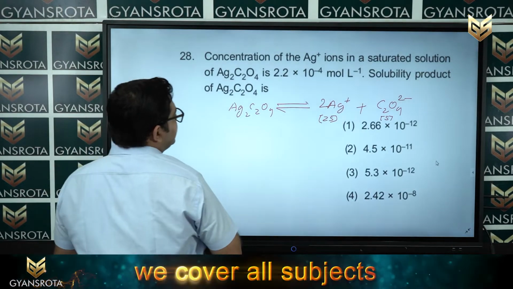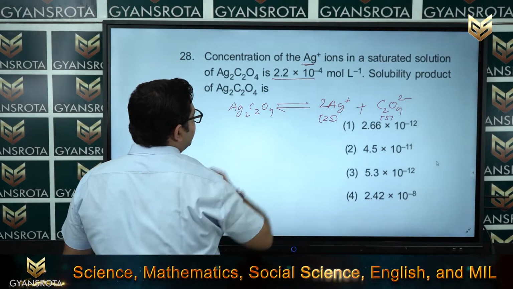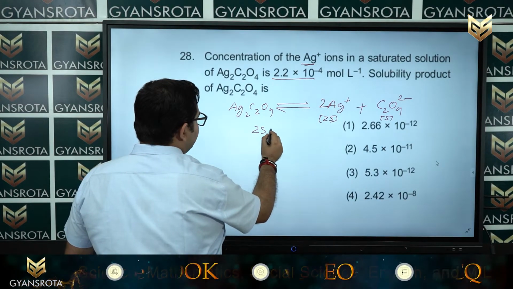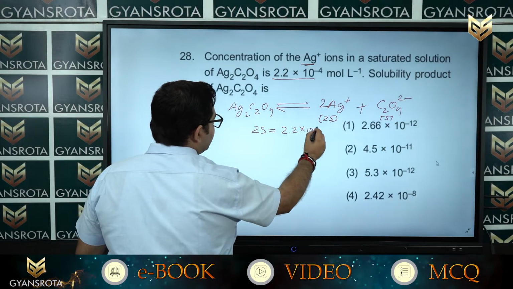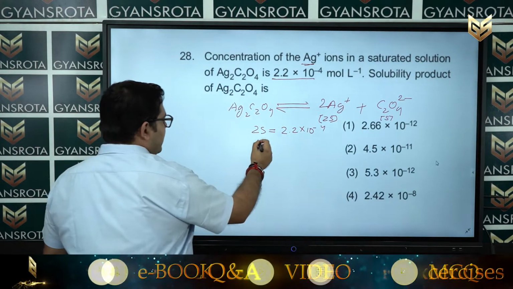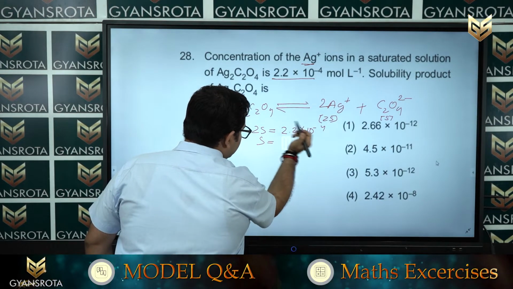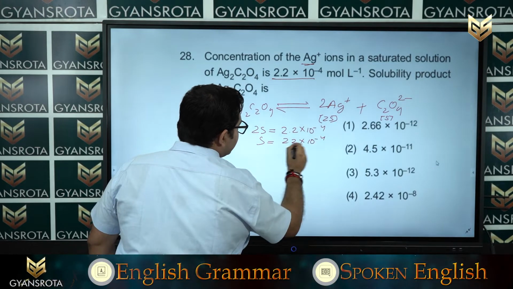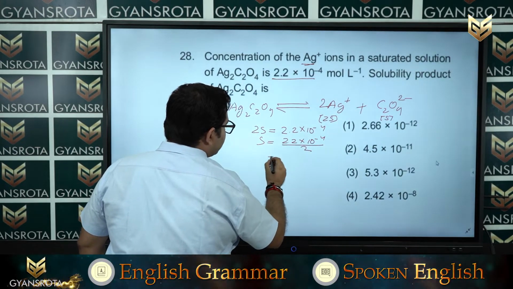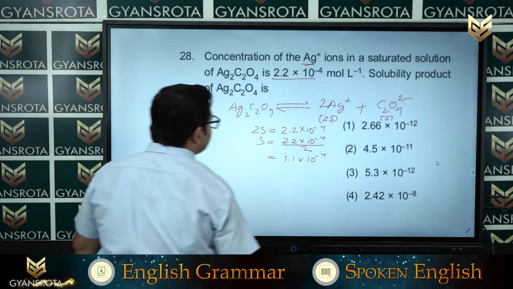So, in the question what are they giving? They give you 2.2 × 10^-4, that is the Ag+ concentration they have given. It means 2S is equal to 2.2 × 10^-4. So S equals 2.2 × 10^-4 divided by 2, and your answer will end up as 1.1 × 10^-4.